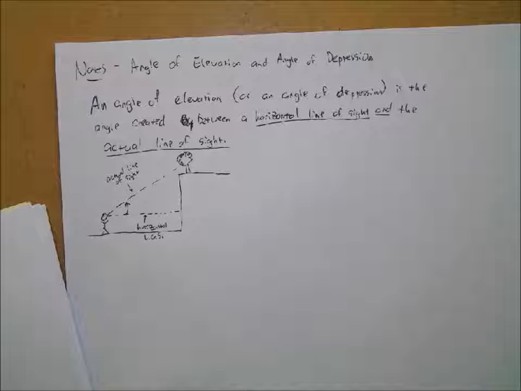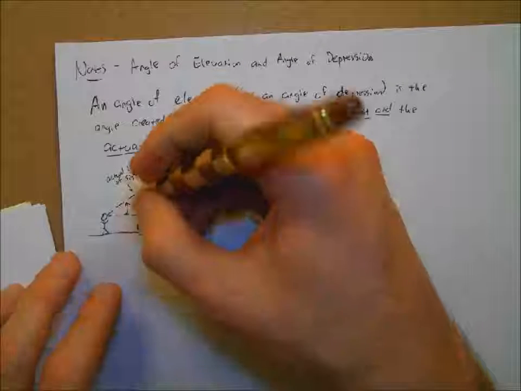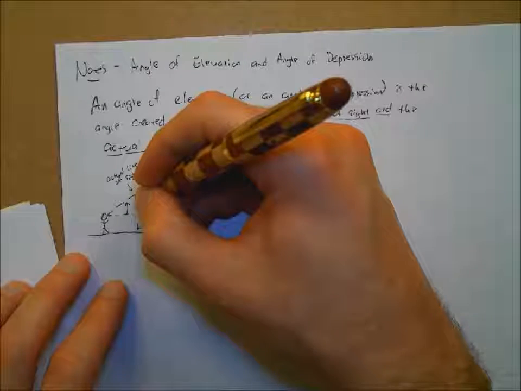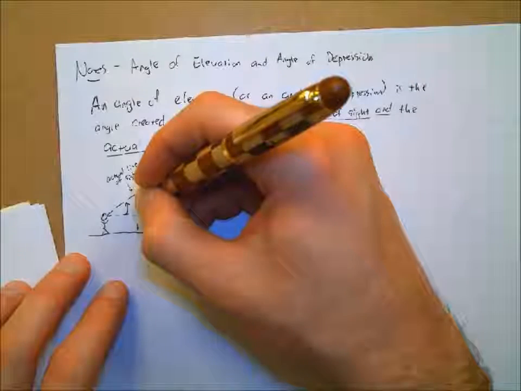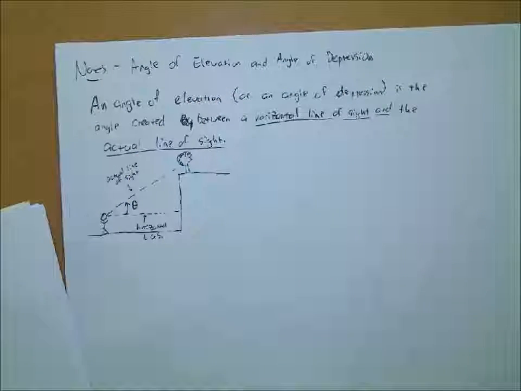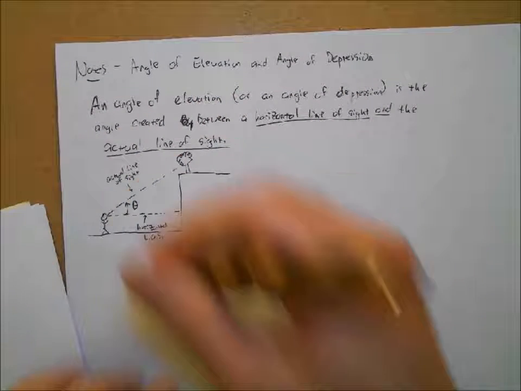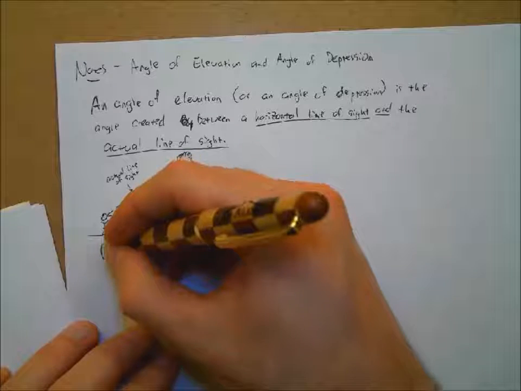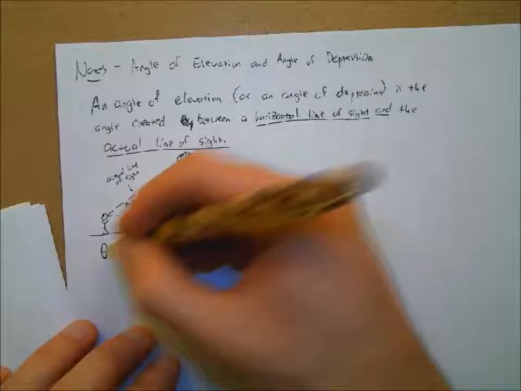Now, I'm going to use a Greek letter to describe this angle. The Greek letter is theta, T-H-E-T-A. It looks like this. It's like an oval with a line drawn through the middle of it. That is theta.